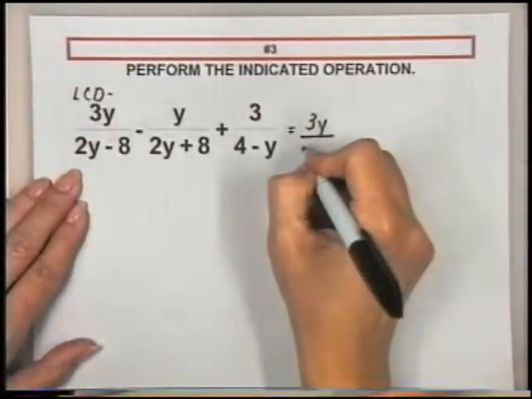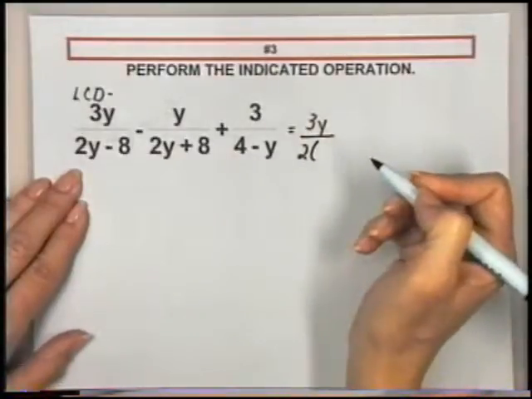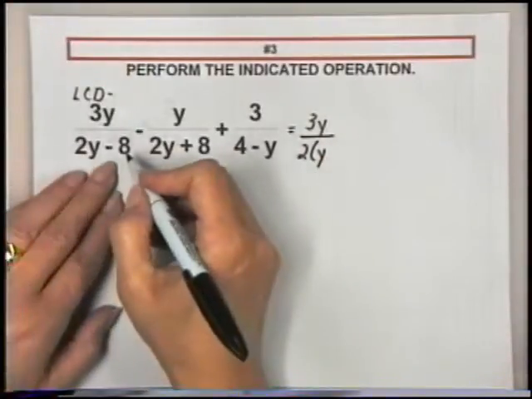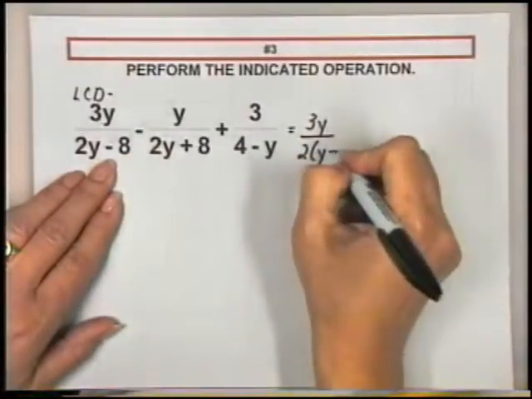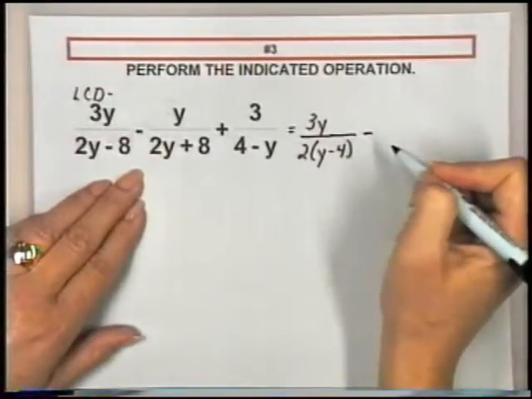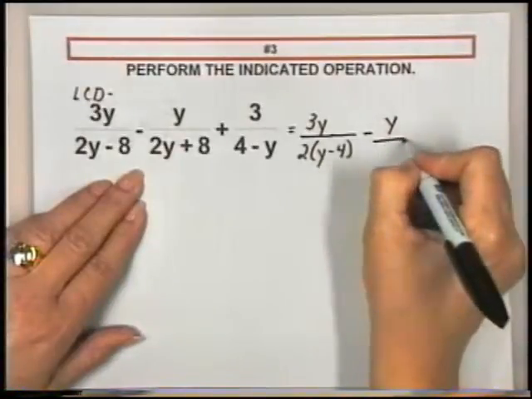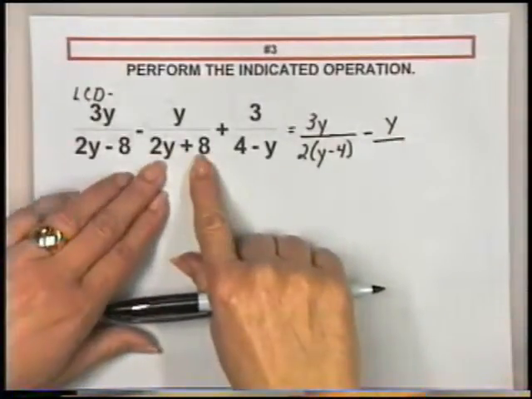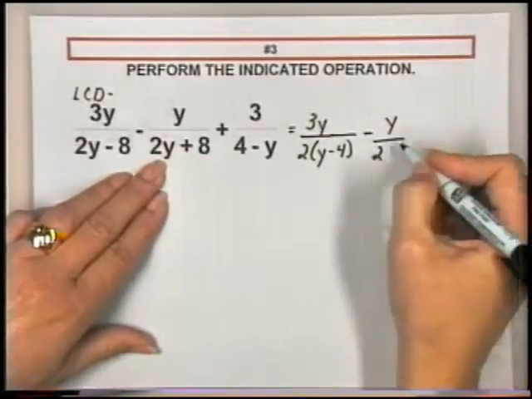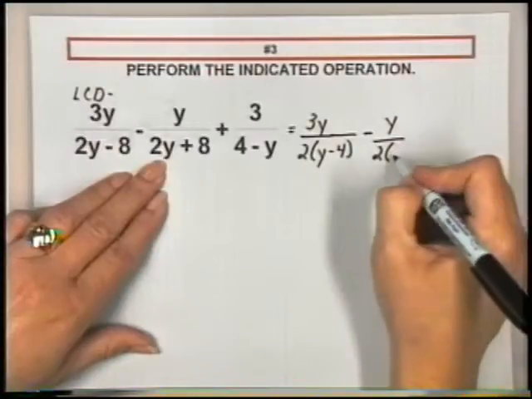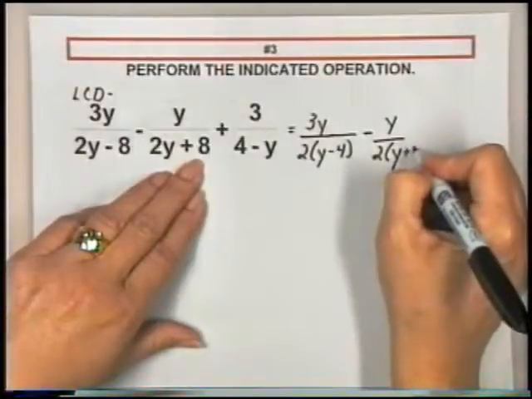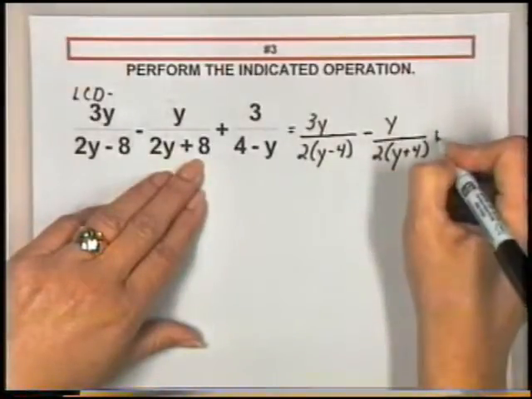2y minus 8 has a common factor of 2, so I will factor my 2 out. When I factor my 2 out of 2y, I am left with y. When I factor my 2 out of negative 8, I am left with a negative 4. For my second fraction, I will have y over. Once again, I have a common factor in my denominator of 2. I will factor the 2 out. In my first term, I am left with y. When I factor a 2 out of positive 8, I am left with positive 4.